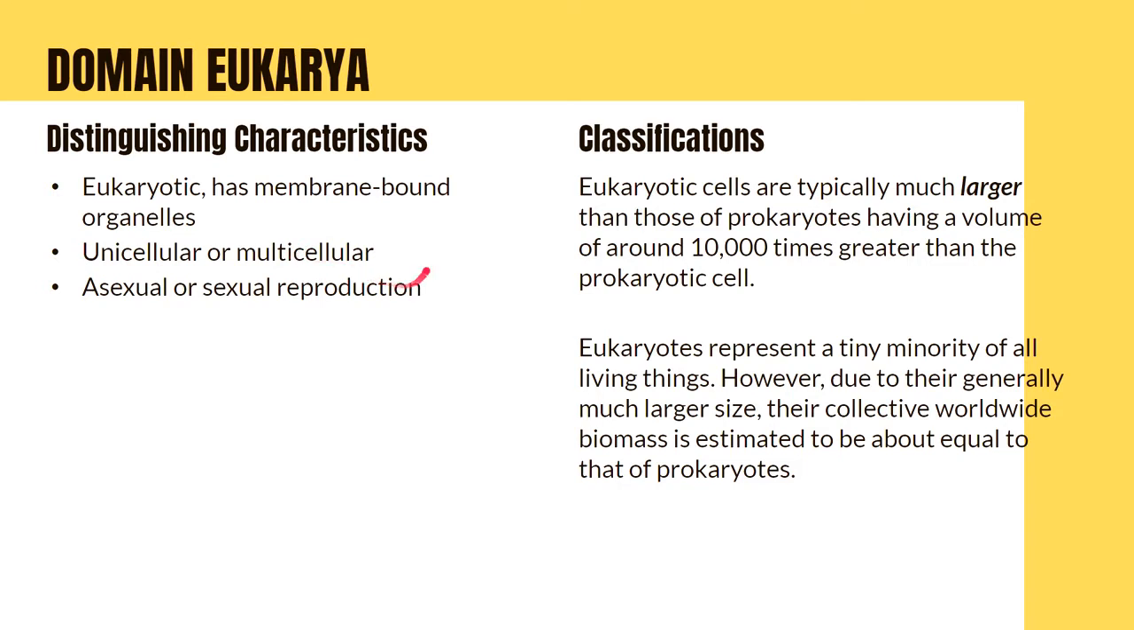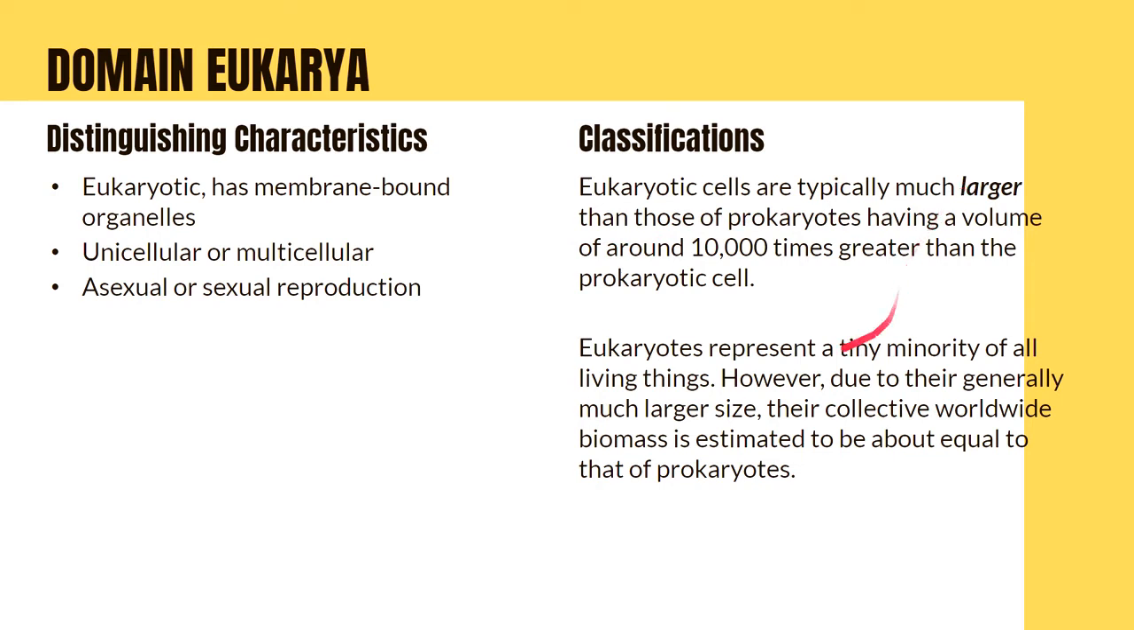The last domain is domain Eukarya. So these are your eukaryotic organisms. Within their cells, they have a membrane-bound nucleus and other membrane-bound organelles. They can reproduce through sexual or asexual reproduction. They could also be unicellular or multicellular. Eukaryotic cells are generally bigger than prokaryotes. We've talked about this in our previous lessons on animal and plant cells.